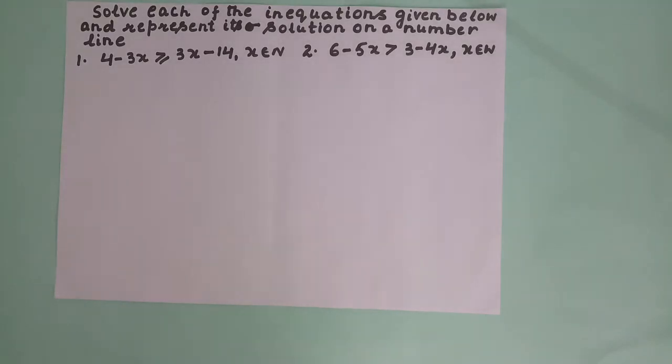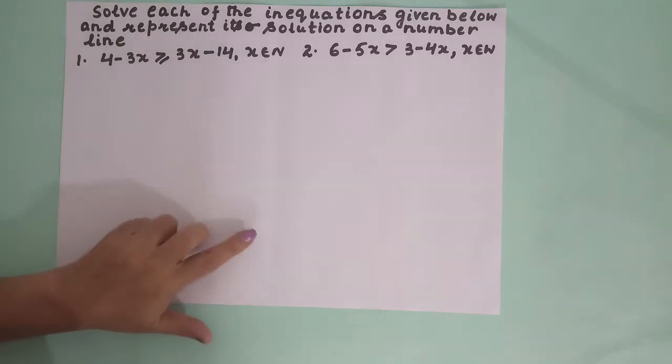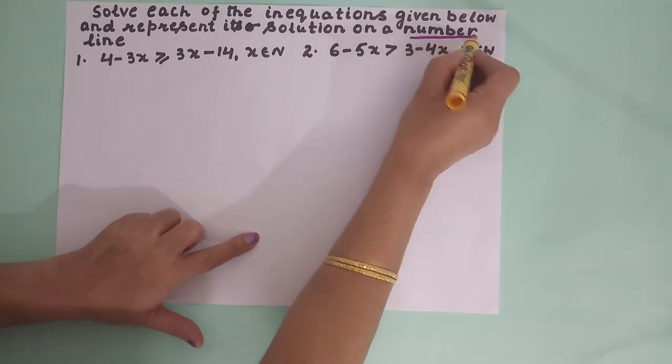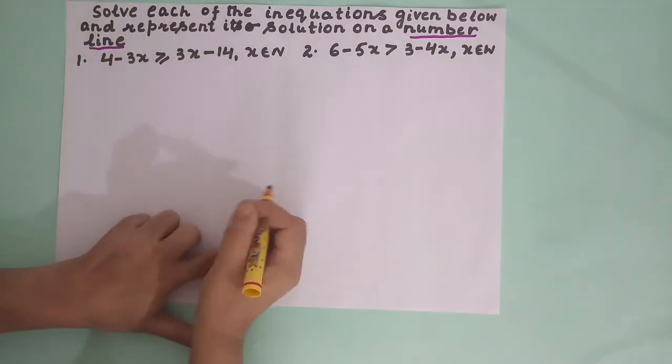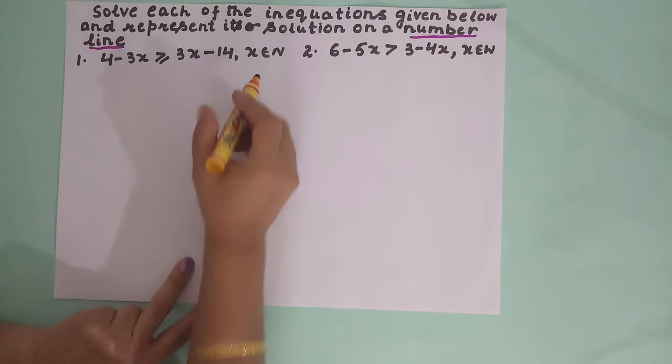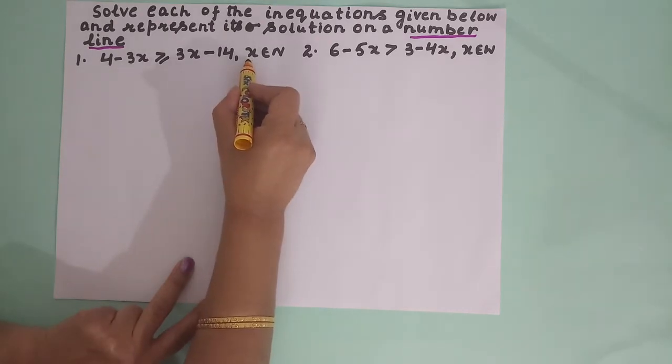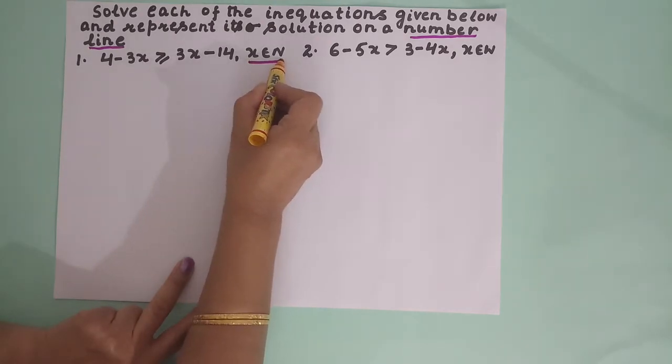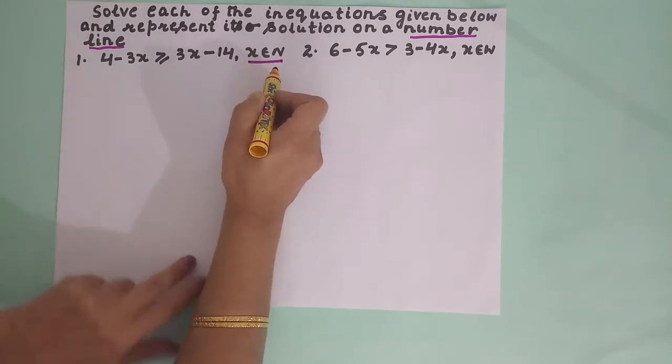In this video, we are going to solve some more sums based on inequations and represent the solution on a number line. Now, in the previous video, we saw that the replacement set was given and we chose the solution set from the replacement set. But here you see that the replacement set is not given, but instead it says that x belongs to natural numbers. Let's see how it works.